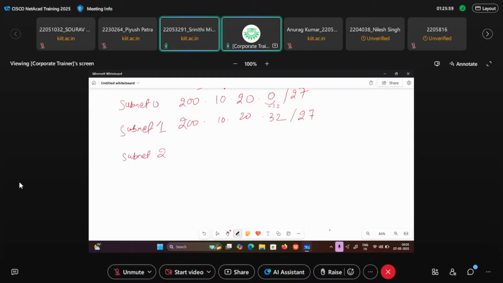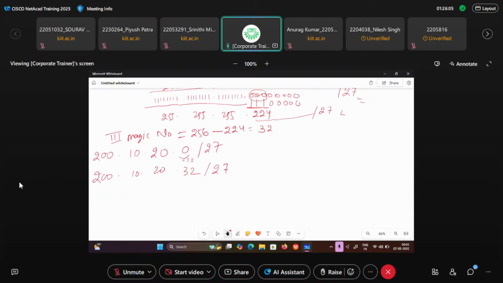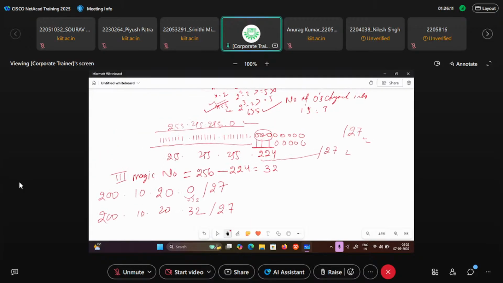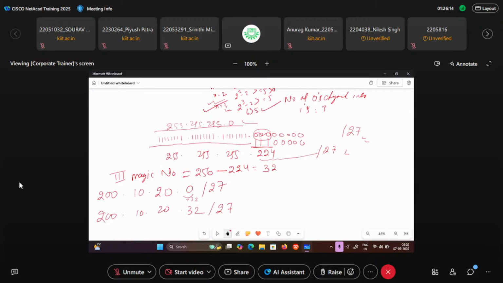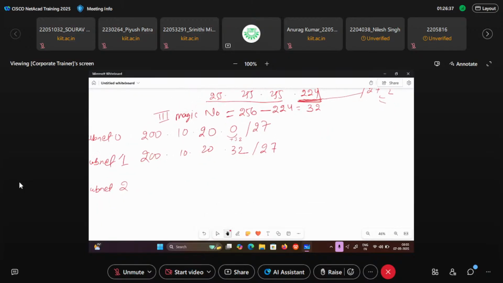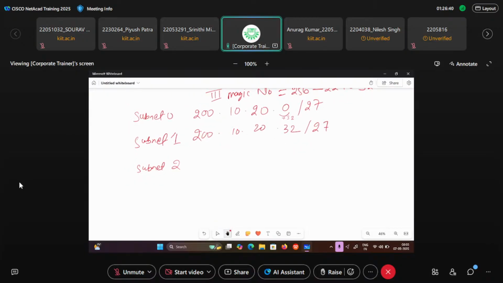Sir, from where is the /27 coming? Just now I explained this. This magic number I got is 32. Before that, when I calculated x equal to 3, I changed 3 bits from 0 to 1. The total 24 bits are here, and the remaining 3 bits I have made fixed. These 3 bits become fixed, guys. Now you cannot change them here. So this value is /27, my new CIDR value of the new subnetted network.